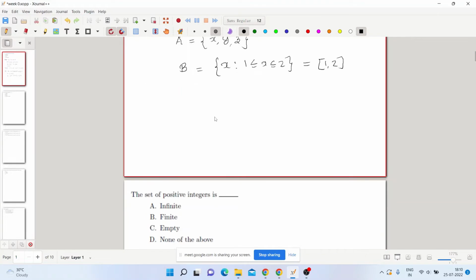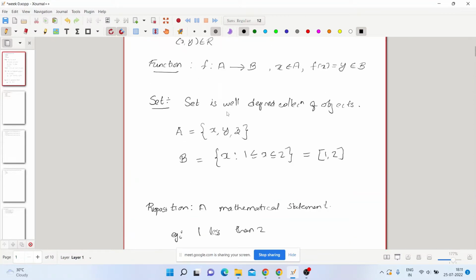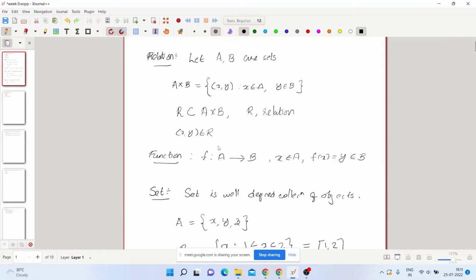Next thing is proposition. Proposition means just a mathematical statement. For example, if I am writing 1 less than 2, this is a mathematical statement. So, such statements are called propositions. So, these are all the 4 terms given in the question.